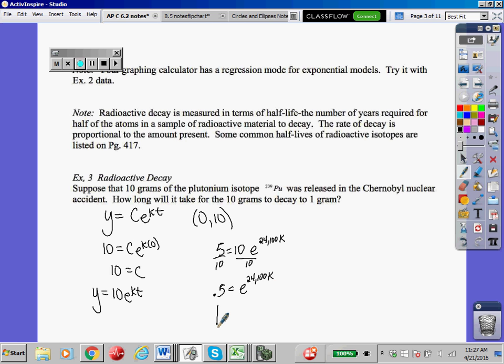So now we're going to take the natural log of both sides, but are you guys comfortable? If I take the natural log of e to a power, it's going to end up being the power because ln cancels every time. So this is just 24,100k. And to solve for k, I'm going to pull my calculator up and then store it.